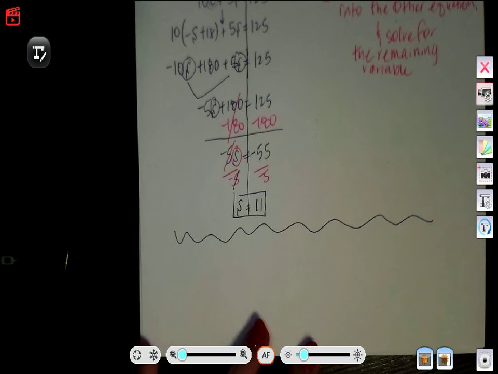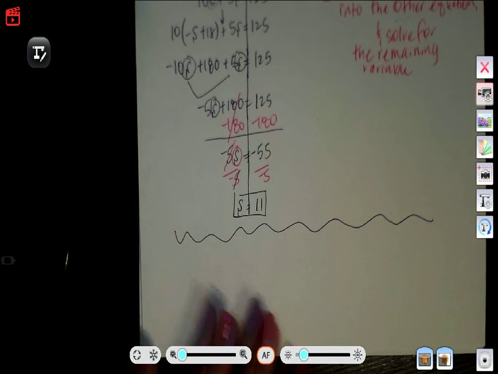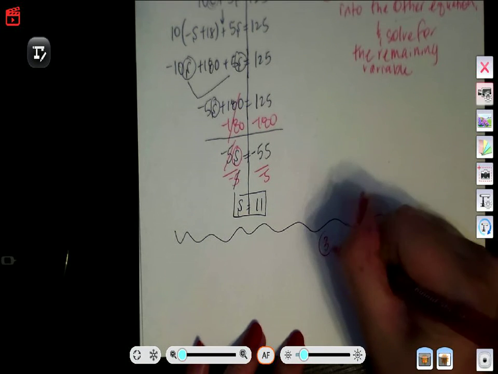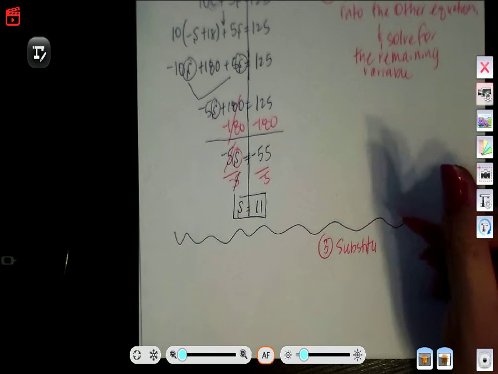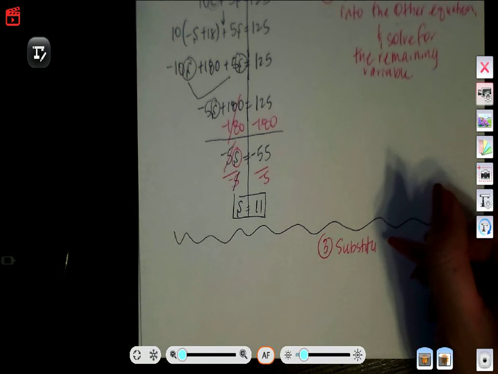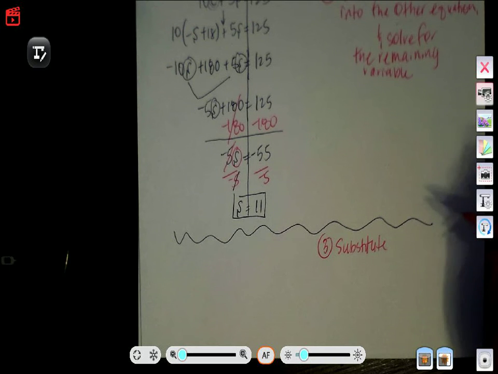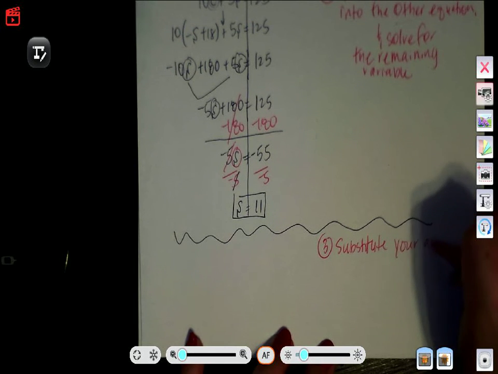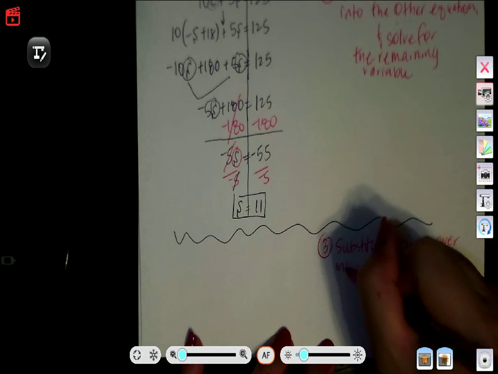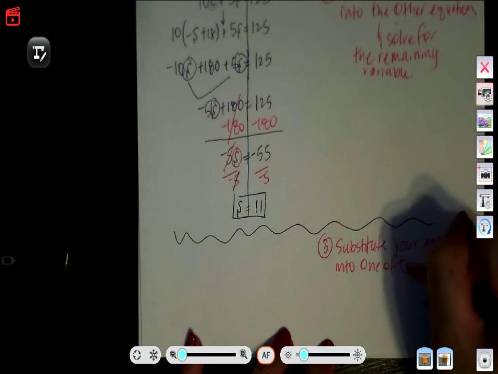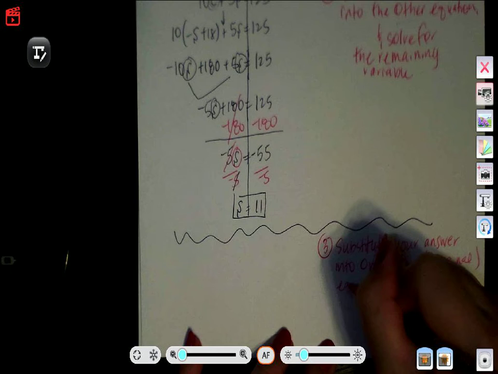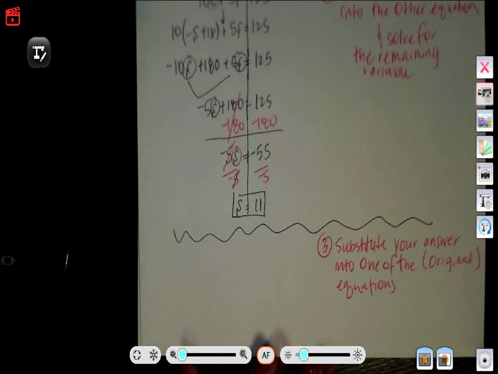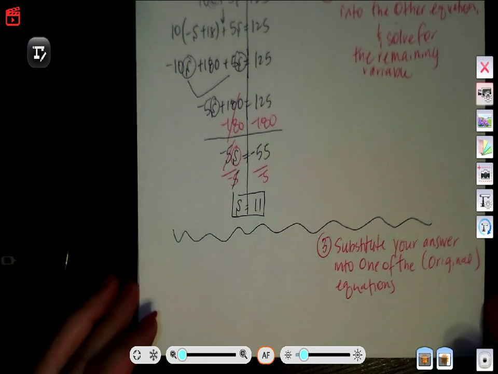Now, keep in mind that you're looking for a point of intersection, a coordinate point. So in step 3, substitute your answer into one of the original equations. Now, I put it in parentheses. That's another conversation for later.